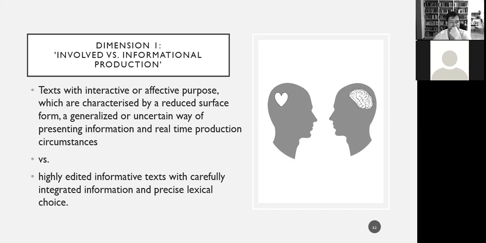So as you would probably guess, a vivid example of such a text would be face-to-face or telephone conversation. While on the negative pole, that is informational production, there are highly edited informative texts with carefully integrated information and precise lexical choice, which are, for example, official documents.